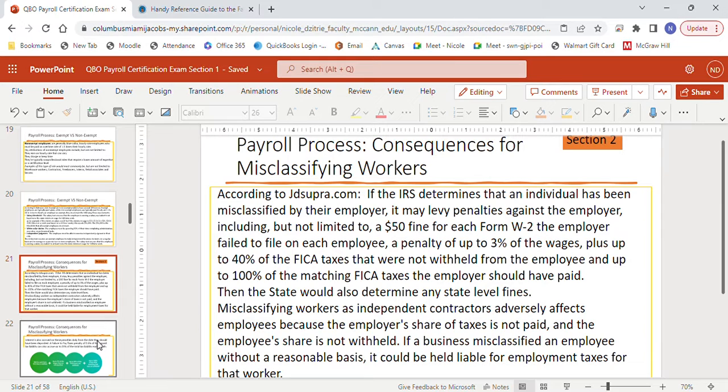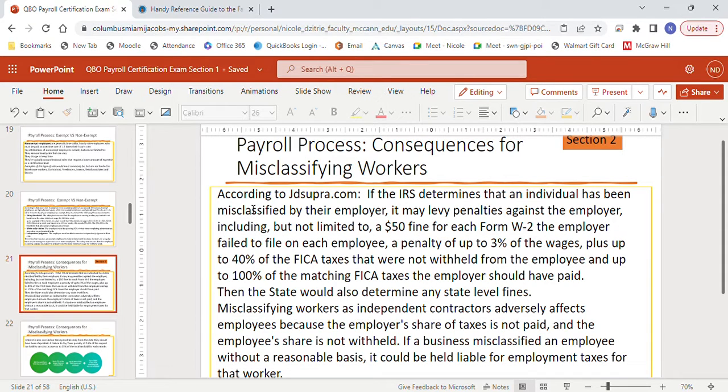Consequences for misclassifying workers. This is in section 2. So if the IRS determines that an individual has been misclassified by their employer, it may levy penalties against that employer, including, but not limited to, a $50 fine for each W-2 the employer failed to file, a penalty of up to 3% of wages, 40% of the FICA taxes that were not withheld from them, and 100% of the matching FICA taxes that they should have paid.